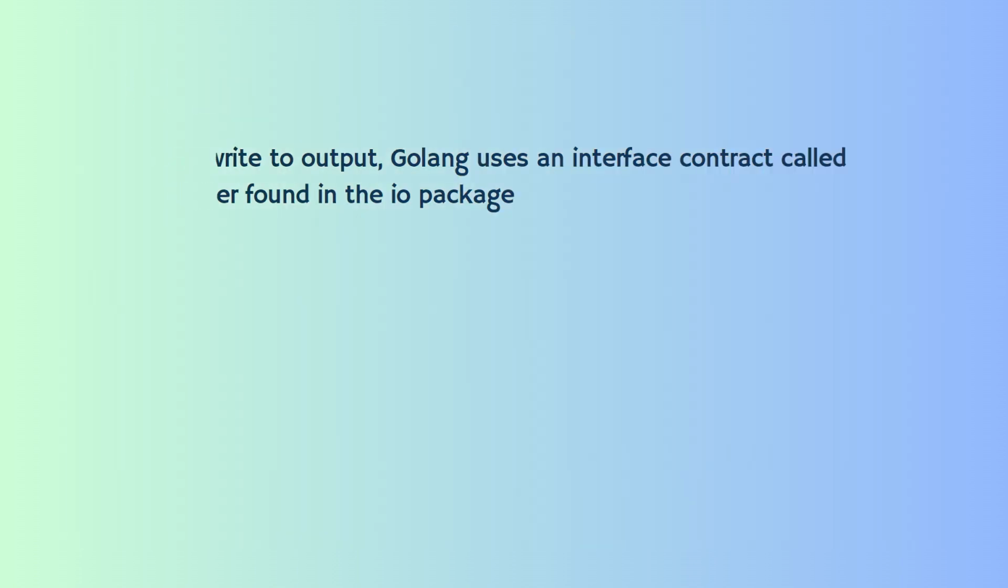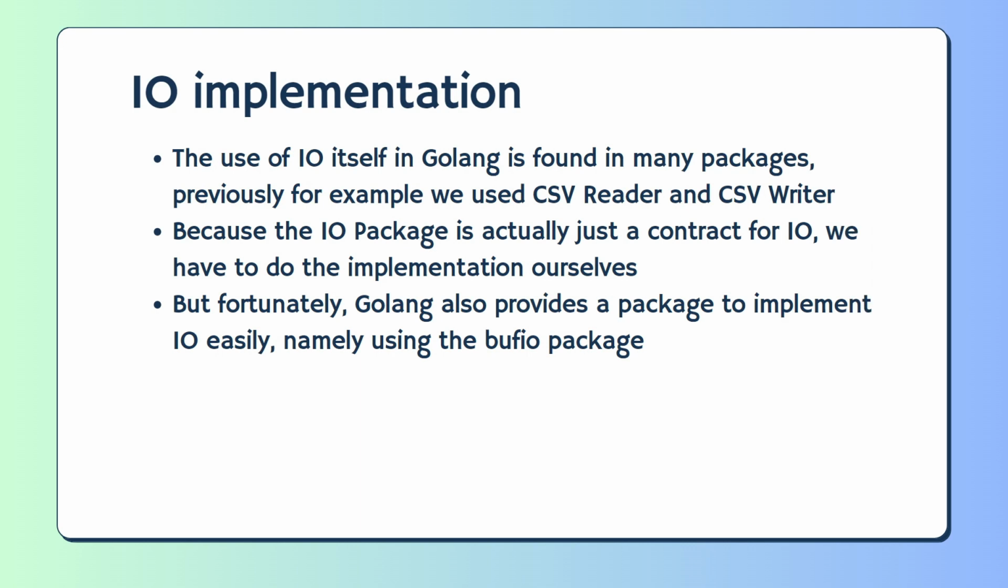I/O implementation. The use of I/O itself in Golang is found in many packages. Previously, for example, we used CSV Reader and CSV Writer. Because the I/O package is actually just a contract for I/O, we have to do the implementation ourselves. But fortunately, Golang also provides a package to implement I/O easily, namely using the Bufio package.